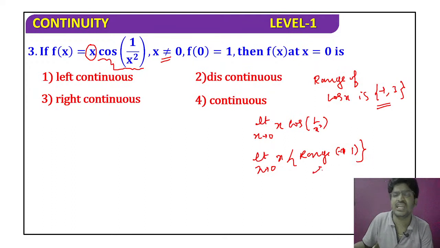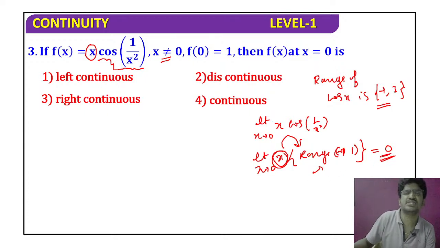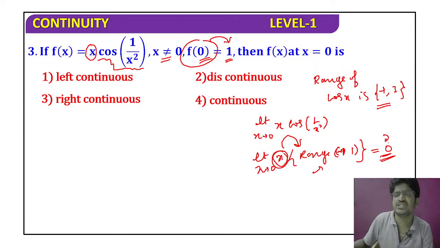It may take any number from -1 to +1, no problem. But if I put x equal to 0 here, 0 into any term will be equal to 0. So if 0 into any term is going to be 0, you can just see f of 0 is 1. If f of 0 is 1 and the limit is giving us 0, what can you say?